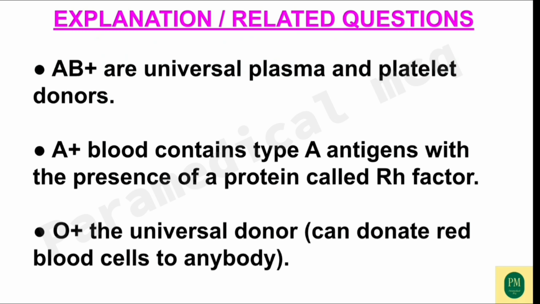AB positive are universal plasma and platelet donors. A positive blood contains type A antigens with the presence of a protein called Rh factor. O positive, the universal donor, can donate red blood cells to anybody.